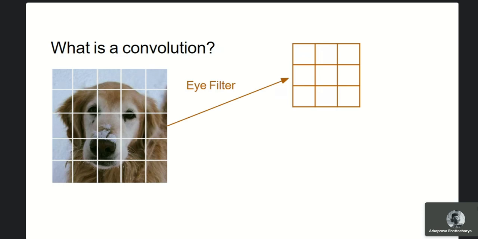So this is an image of a dog, which you see on the left-hand side, and on the right-hand side we pass an eye filter. Now what do we mean by an eye filter? A filter that will search the image for where eyes are present. You take this filter and pass it through different portions of the image. Where eyes are present, this filter will give you a highlighted output, and when eyes are not present it will give you a lower output value.